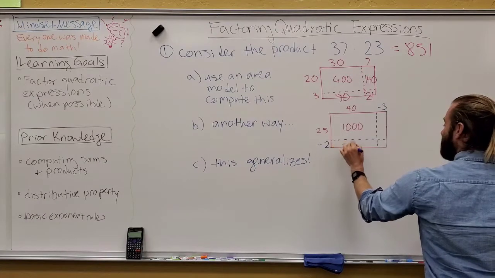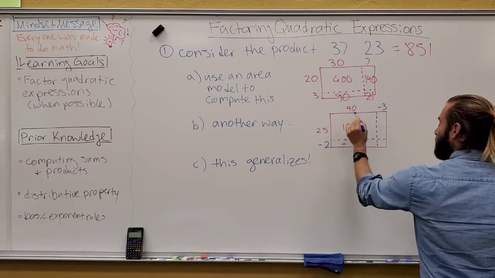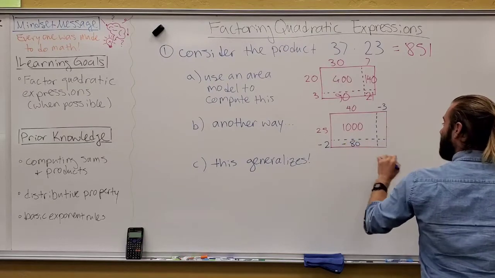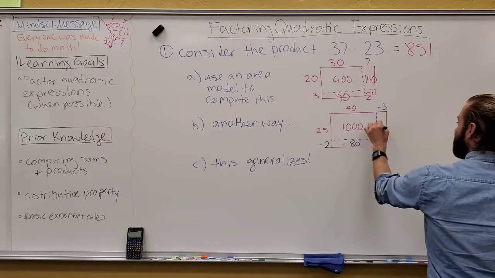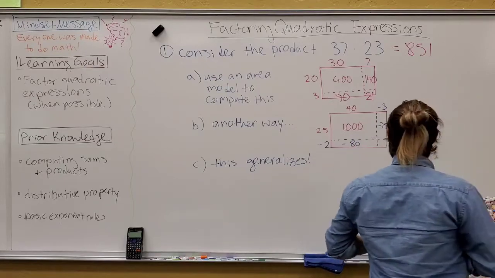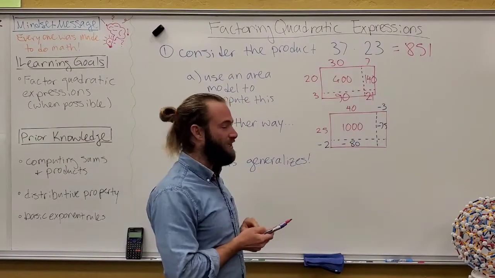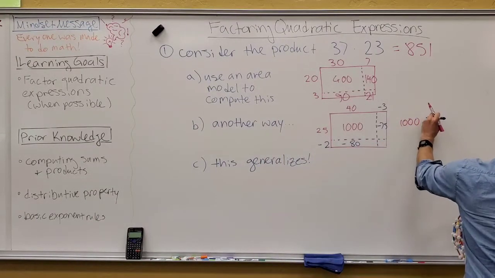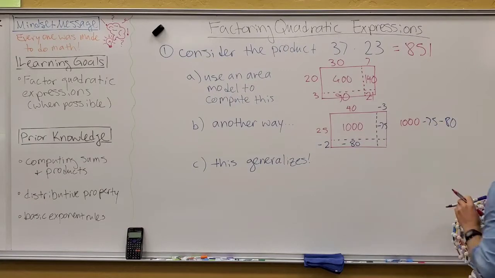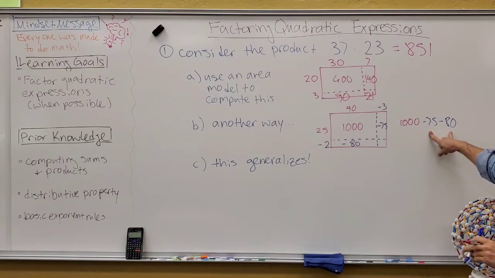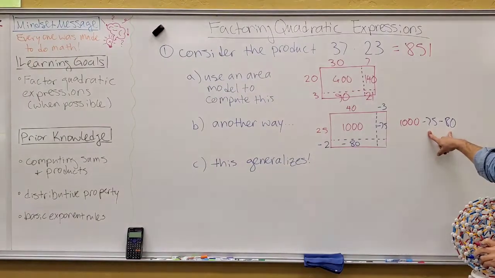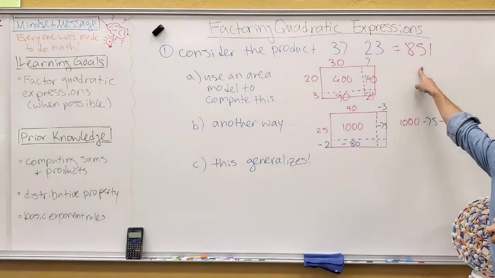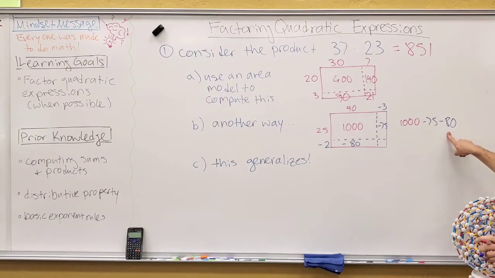This becomes negative 2 times 40 is 80. And then 25 times negative 3 is negative 75. And then this is actually kind of interesting because you and I both know we need 851, right? Right now what we have is 1,000 minus 75 minus 80. And if we subtract that, then what we get is 1,000 minus 155 is 845. But we need 851. Right now, this is 845.